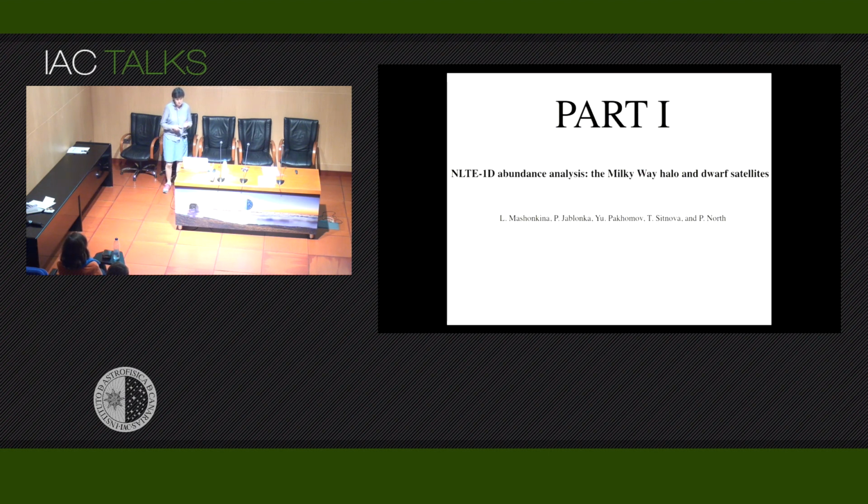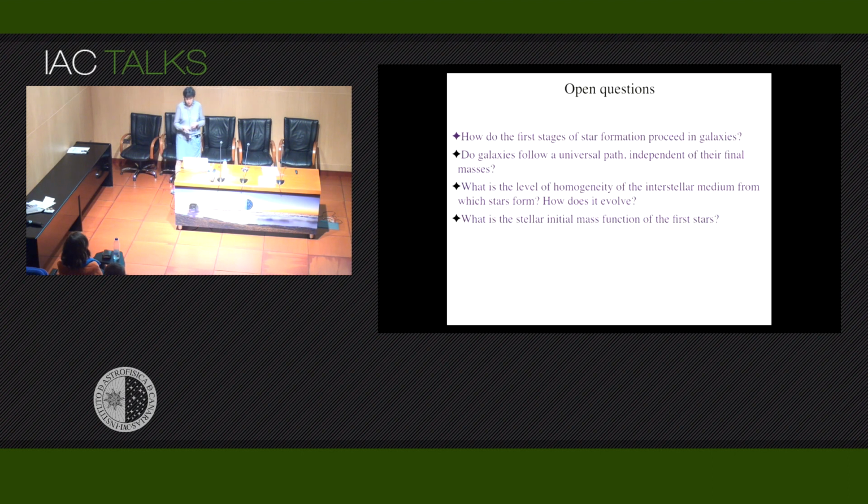So the first part is on the reanalysis, using non-LTE treatment, of high-resolution spectroscopic data. This part one is in fact divided in two parts, meaning two papers. The first paper is on arXiv already, and it concerns the atmospheric parameters. And what I will present here is the second paper, which is the analysis of the abundance ratios.